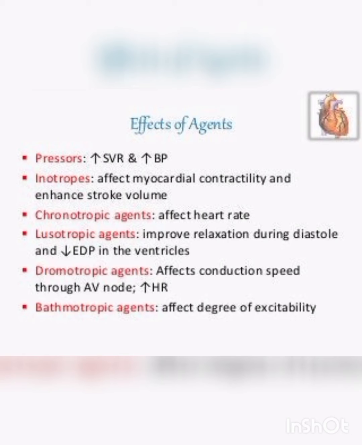Now the effect of agents. Basically, inotropes affect myocardial contractility and enhance stroke volume. A chronotropic agent affects heart rate. A lusitropic agent improves relaxation during diastole, and a dromotropic agent affects the conduction speed through the AV node. A bathmotropic agent affects the degree of excitability.